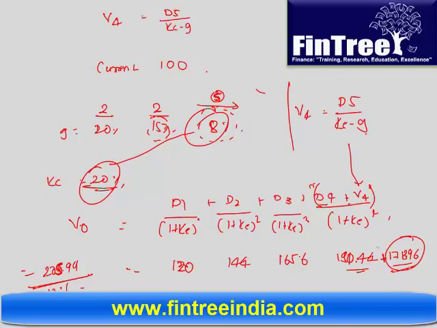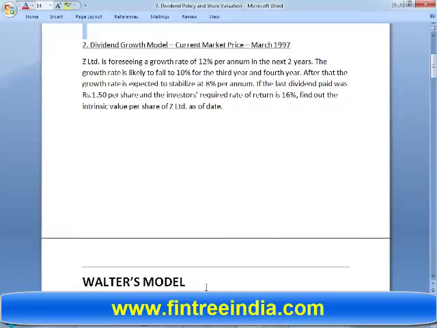And then what is the value of my company? 120 discounted for 1 year plus 144 discounted for 2 years plus 165 discounted for 3 years, and this entire number discounted for 4 years at the rate of 20%. This is how you solve for these kind of questions. Are you clear? So do you want to solve the question that we have? Okay, so start. Give it a try, then we will solve it together.